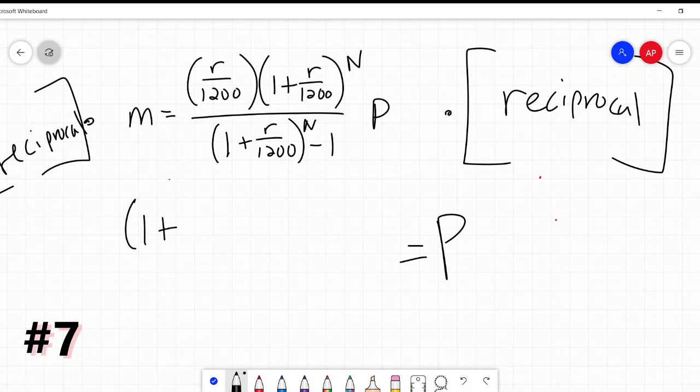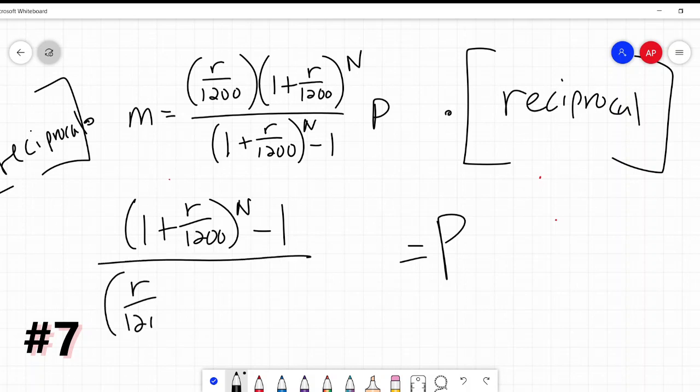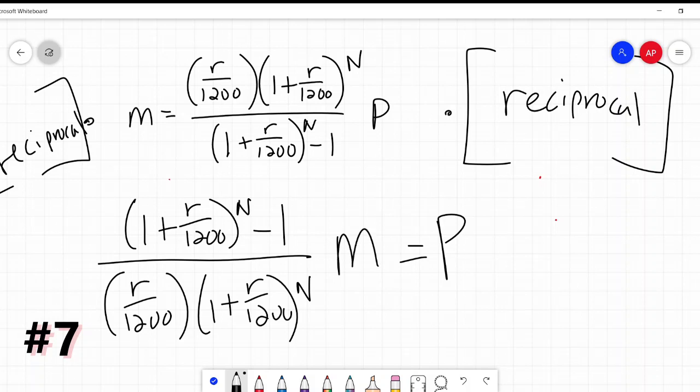So that's 1 plus R over 1200 to the power of N minus 1, all over R over 1200 times 1 plus R over 1200 to the power of N, all times M. That's my answer. That's all I had to do was flip that huge fraction upside down to make a reciprocal and multiply it by both sides.